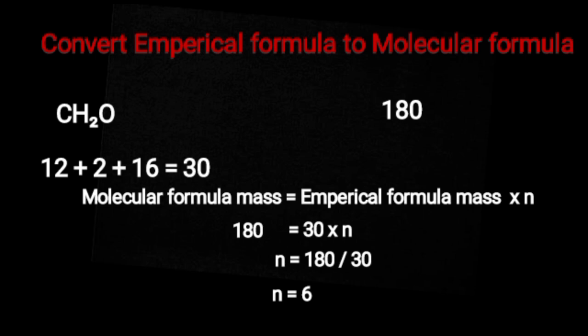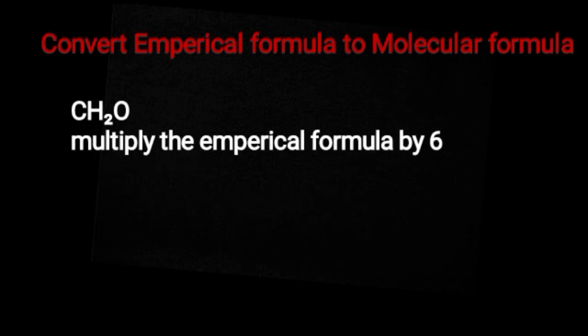So all we need to do is just multiply the empirical formula by 6. So if we multiply CH2O by 6, we are going to have C6H12O6, and that is the molecular formula of this empirical formula.